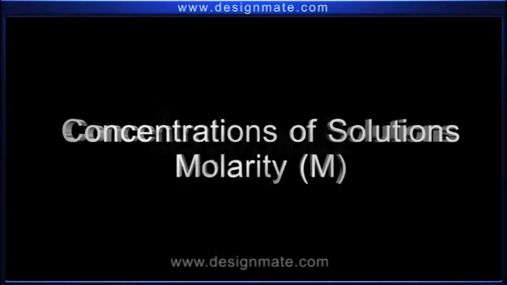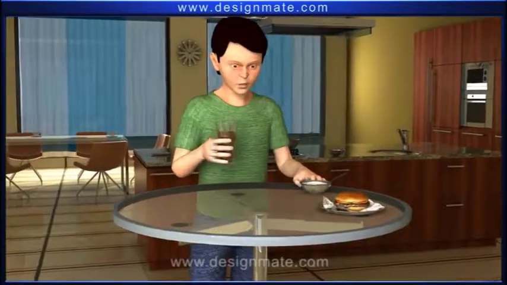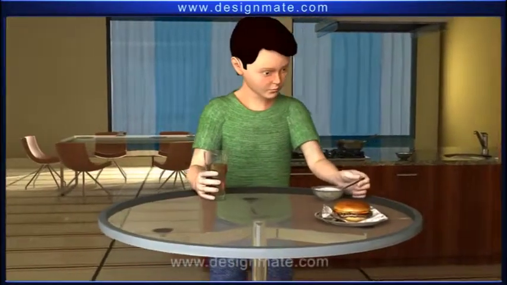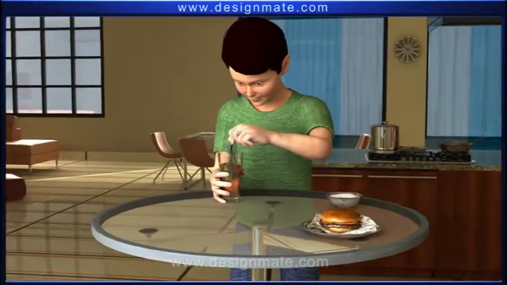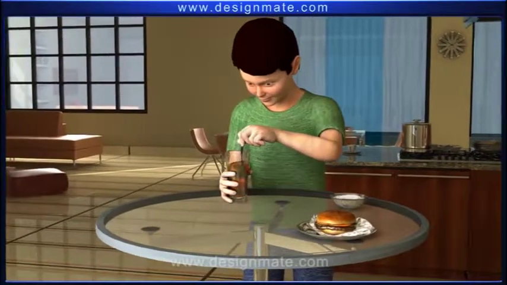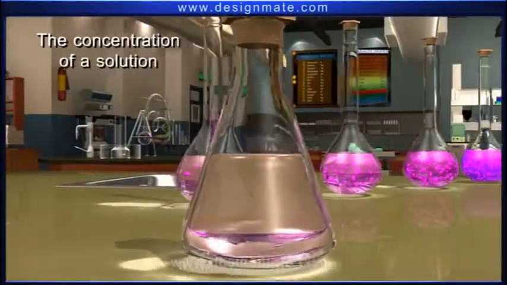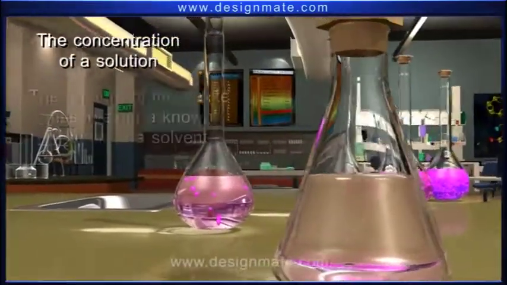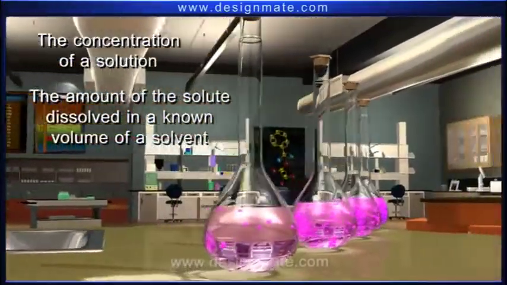Concentrations of solutions: molarity, M. If our iced tea does not taste sweet enough, we add sugar to it. This means we are increasing the amount of sugar in the drink. From the point of view of a chemist, the concentration of a solution tells us the amount of the solute dissolved in a known volume of a solvent.